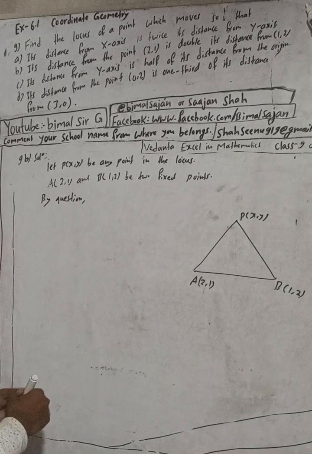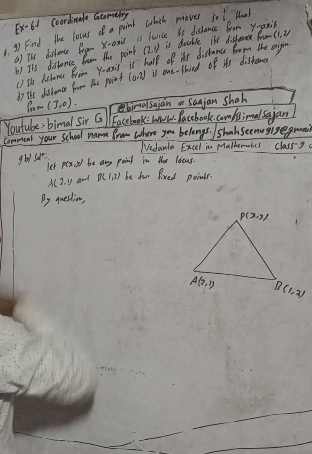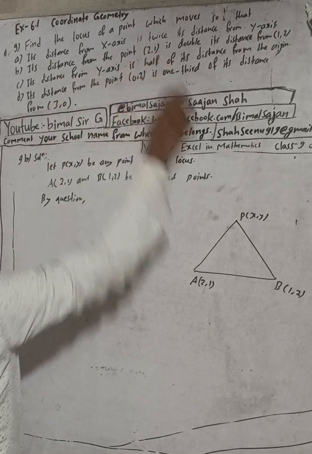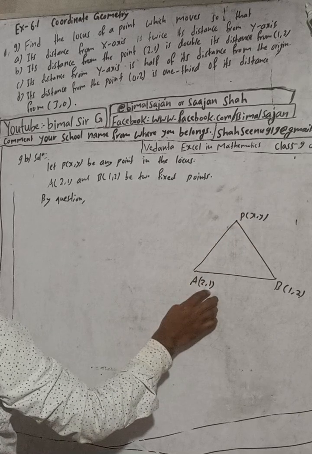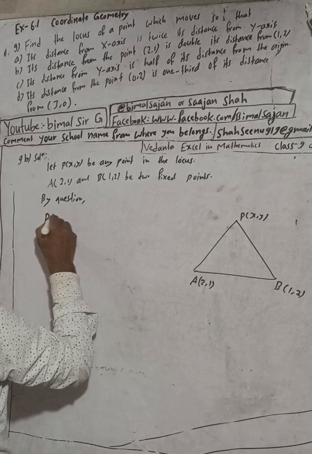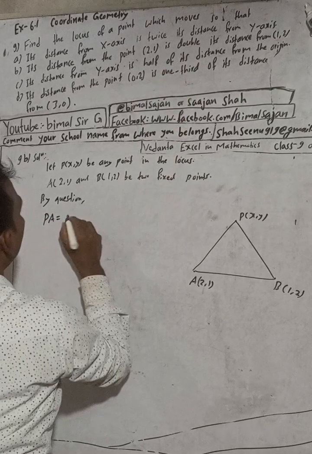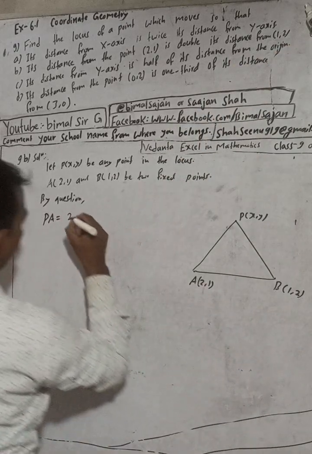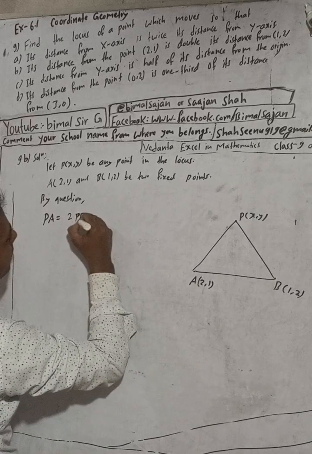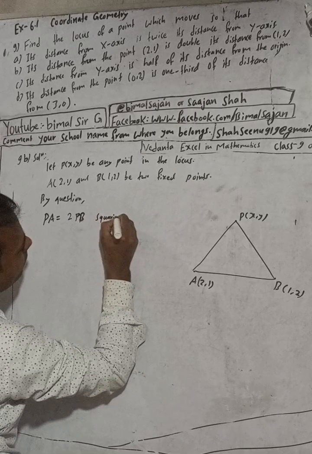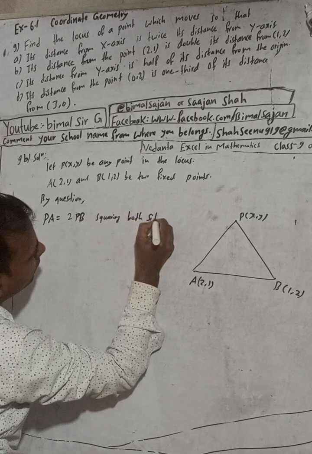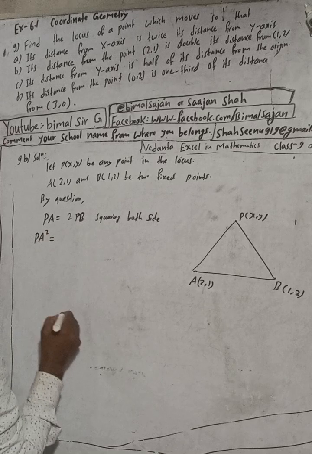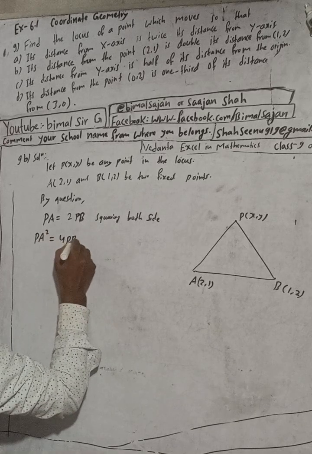Now by the question we can write here: its distance from this point P, that is the distance of P from A, that means PA distance, is double. Double means two times. Two times what? Two times the distance from (1, 2), this is B, so two times PB. Now squaring both sides, PA square is equal to 4 PB square.